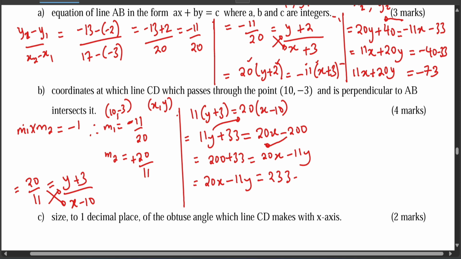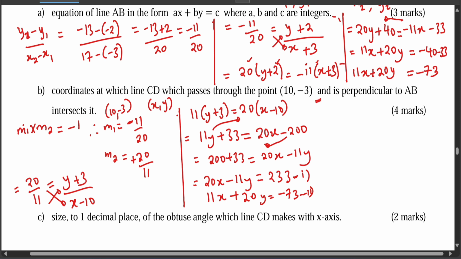Okay. Now you have equation 1, and we also have another equation, which is our first equation for line AB. So AB has just one equation: 11x plus 20y equal to -73. So that's our second equation. Now let's use those two equations to find out our intersecting point.